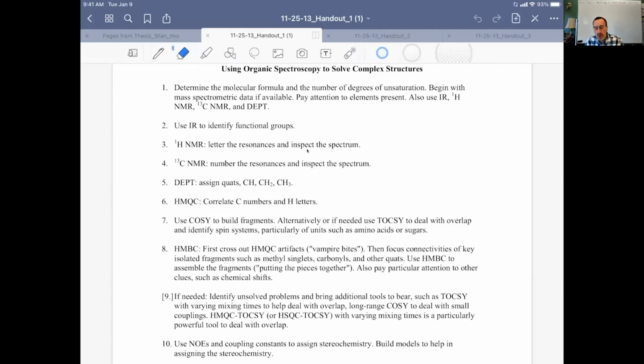Finally, once we work out the skeleton of the molecule, we're going to use NOEs and coupling constants to assign stereochemistry. Models are fantastically helpful. Being able to draw a good conformational drawing is good. Being able to build a molecular model is good as well.